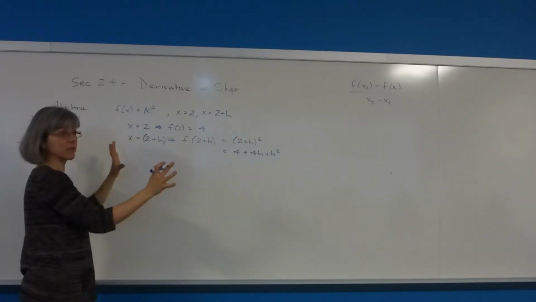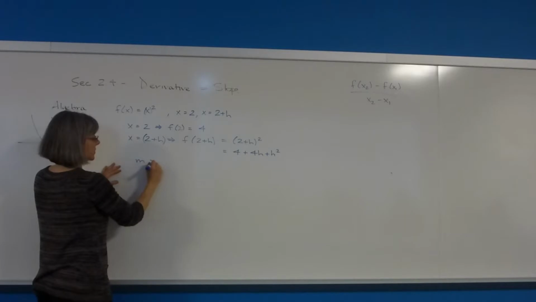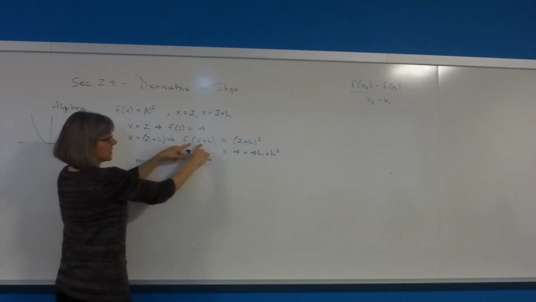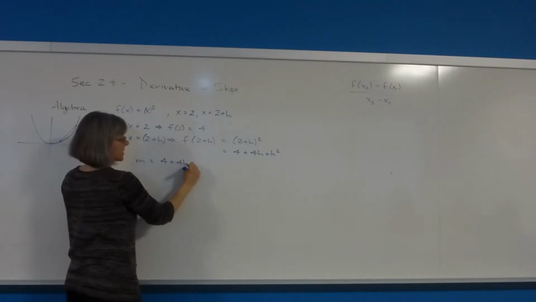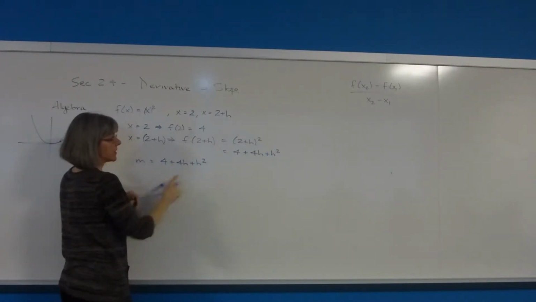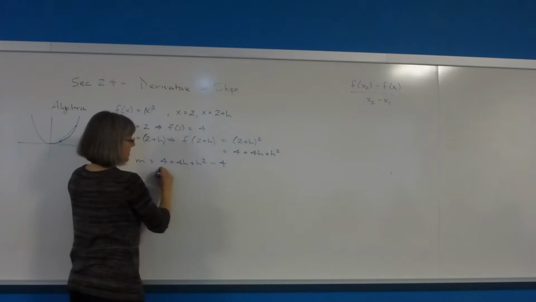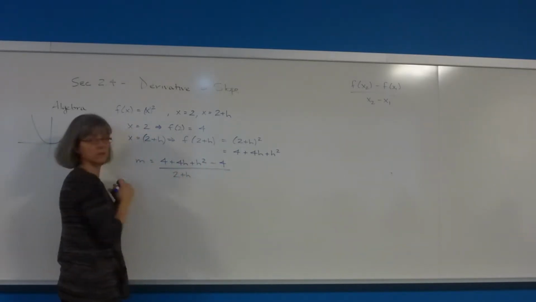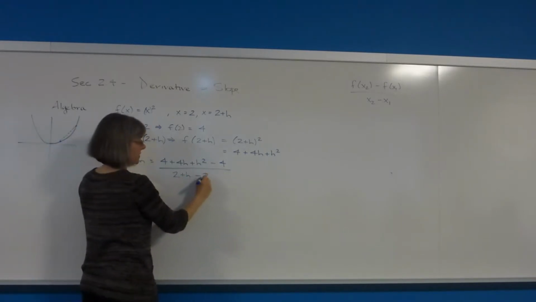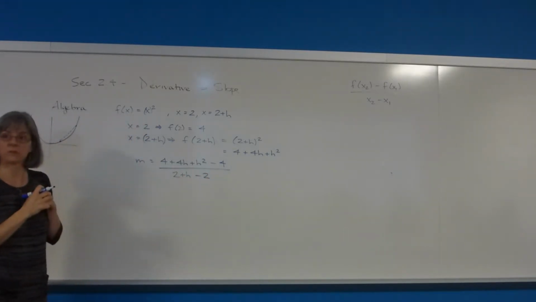Okay, so now I'm ready to find the slope, right? So the slope is equal to the y value, 4 plus 4h plus h squared, minus the other y value, divided by the second x value minus the first one. So far, so good? Clean up.